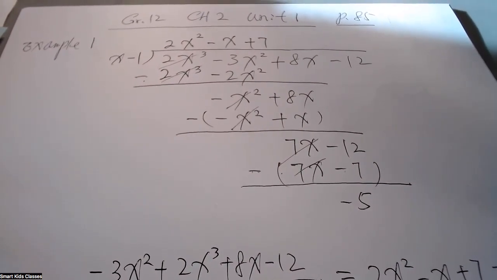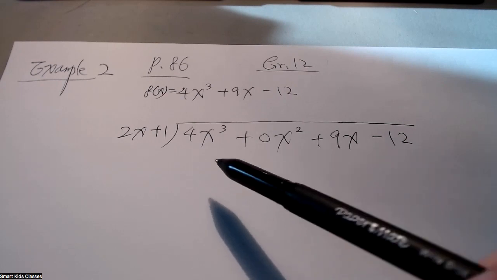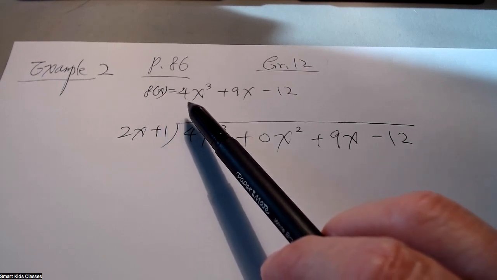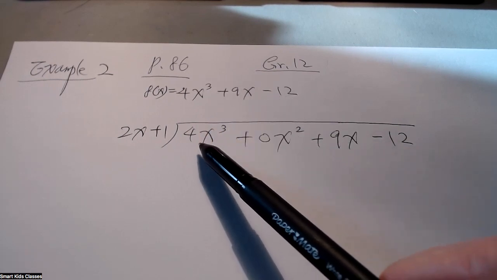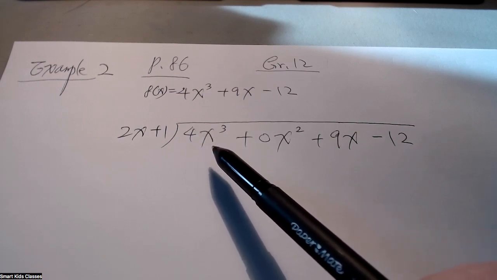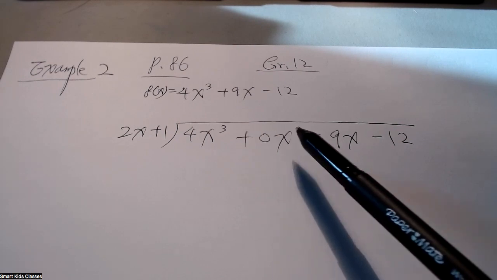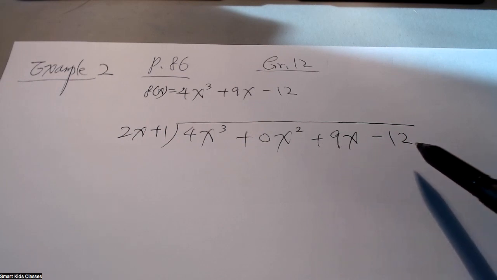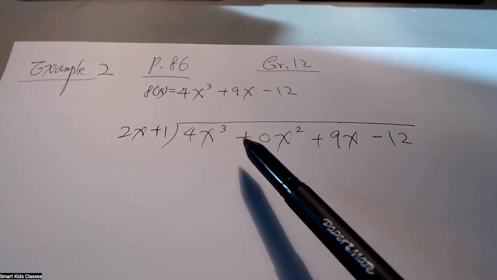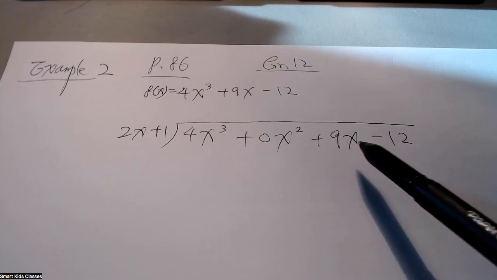I'm going to explain example 2 to you. Example 2 on page 86. The original function f of x equals 4x exponent 3 plus 9x minus 12. We have to write it in a division format. When we write x exponent 3, we need to fill in the exponents in order. So 0x exponent 2 and plus 9x minus 12. Every time you fill in the exponents in order: 3, 2, 1.